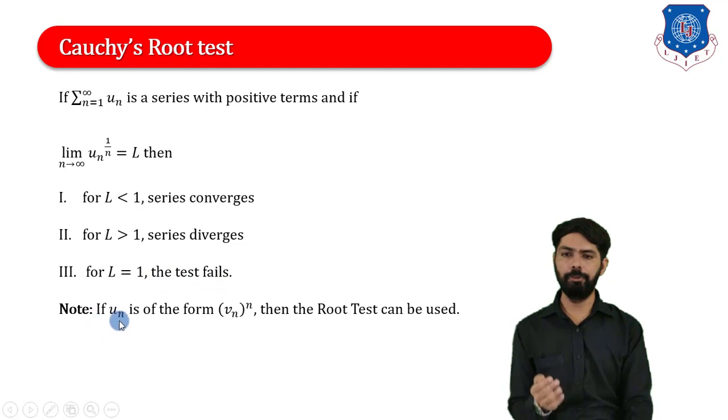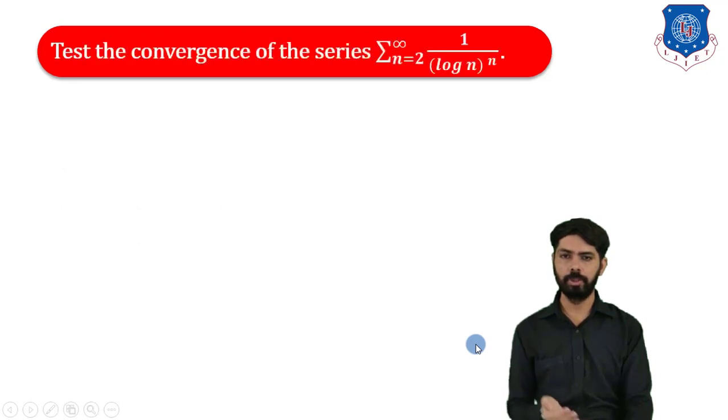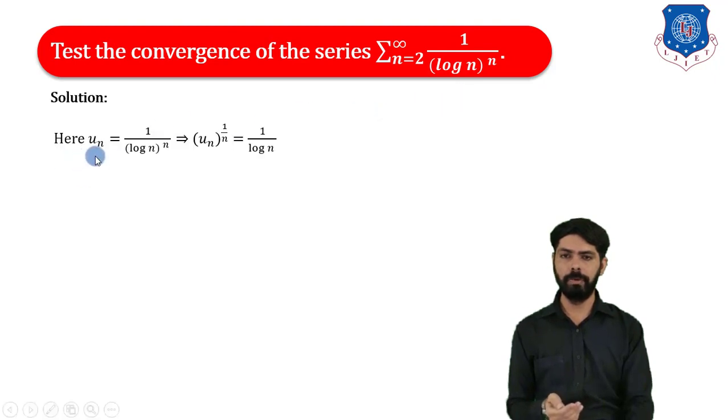Now note that if un is of the form Vn raised to n, then the root test can be used. So we will apply root test to examples. Let us discuss first example. Test the convergence of the series sigma n equal to 2 to infinite 1 divided by log n raised to n. So here un is equal to 1 divided by log n raised to n.